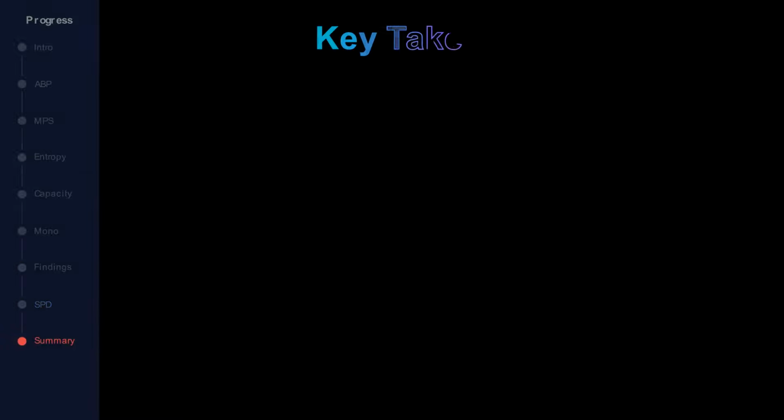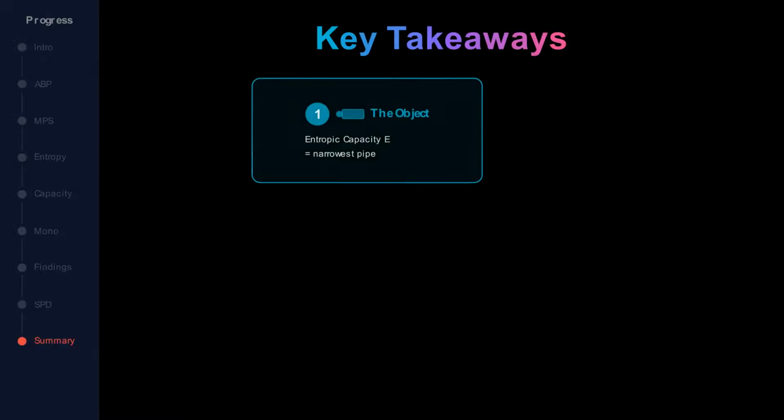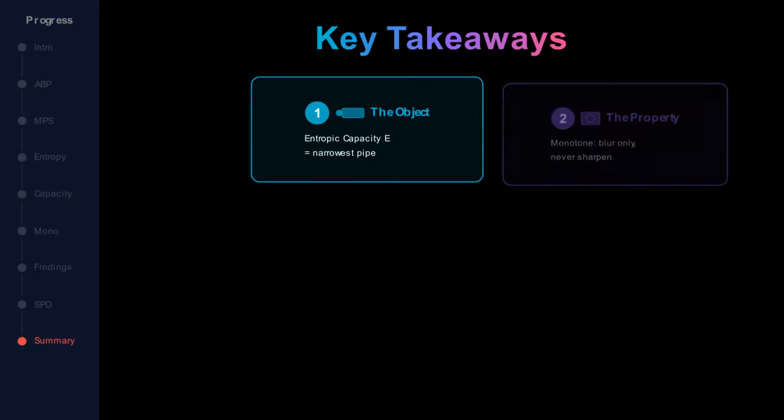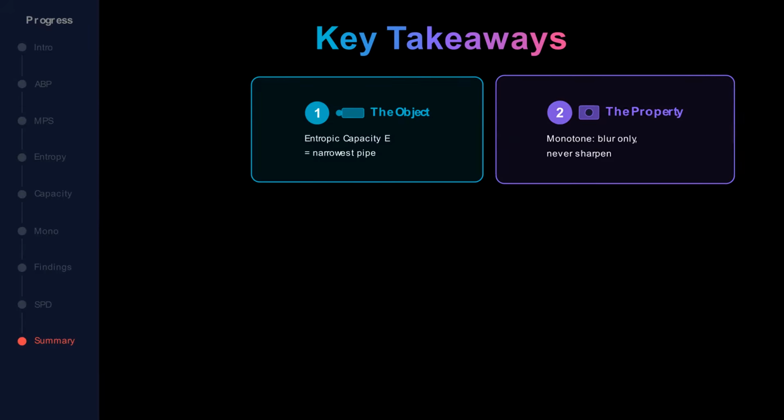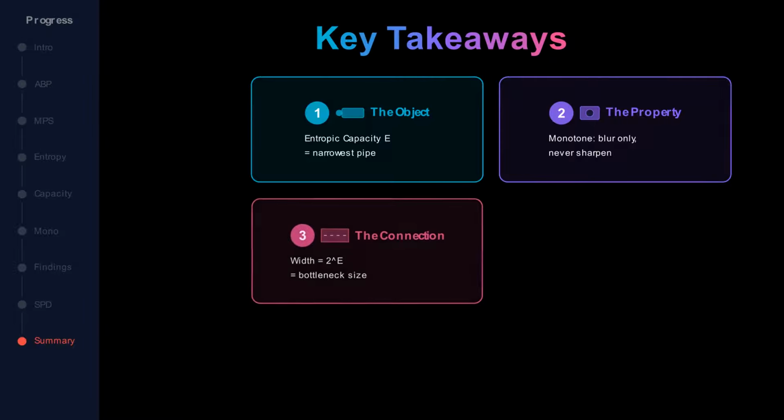Let's bring it all together with 4 key takeaways, 4 tools in your complexity toolkit. First, the object. Entropic Capacity E measures the minimum information bandwidth across any computational cut. Find the narrowest pipe in your system. Second, the property. Capacity is monotone. Simplifying can't add complexity. You can blur but never sharpen. Third, the connection. Minimal ABP width equals 2 to the capacity. Bottleneck size directly determines circuit size.